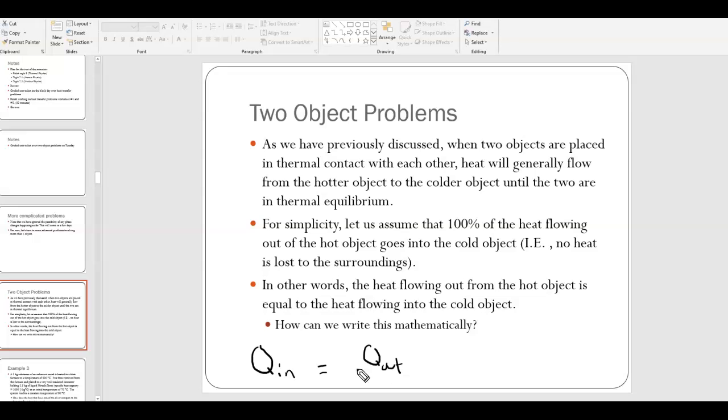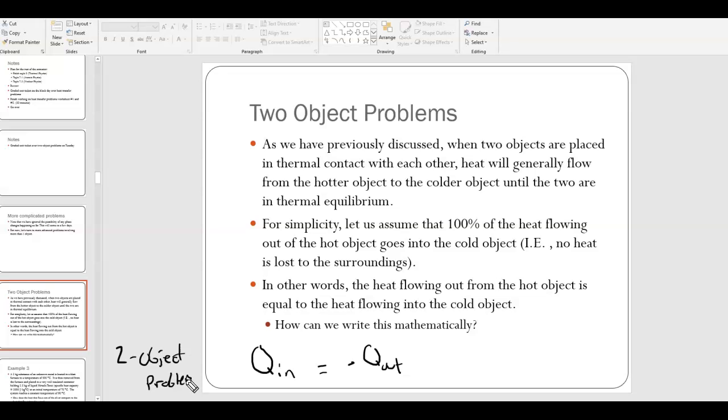Okay, now this equation is not quite complete because remember, if heat is coming out of an object, it's typically written as a negative value. And so to get the signs to come out correct, we're going to stick a negative sign in here. So we have Q in equals minus Q out, and this is what we're going to use for two object problems.